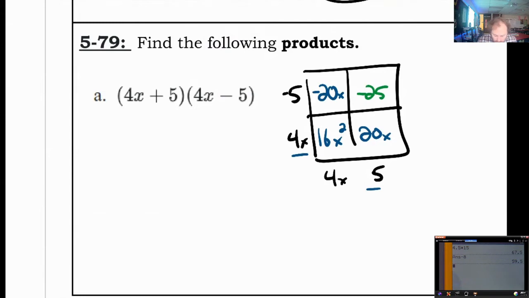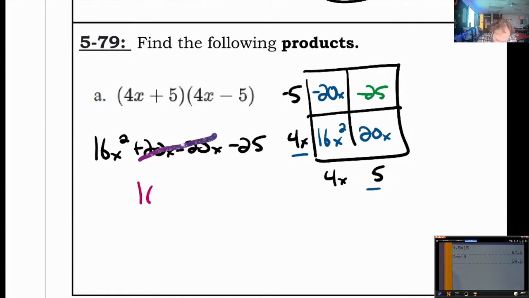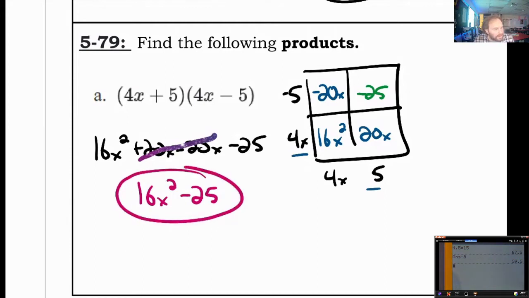So we'll add that all together. 16x squared plus 20x minus 20x minus 25. And you know what's really nice is that these guys actually cancel out. 20x and negative 20x actually cancel. So you get 16x squared minus 25. That's the best answer I can give you for that one.